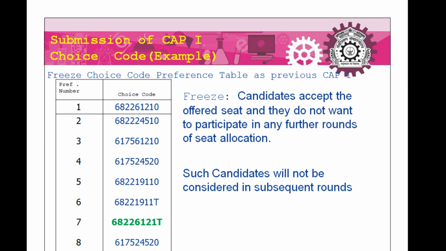The student after freezing has to go to the ARC, that is the Admission Reporting Center, pay the seat acceptance fees of ₹1000 online and then finally go to the institute where he has been allotted to take the admission by paying the fees of that particular institute and submitting the original documents as well as the attested copies.